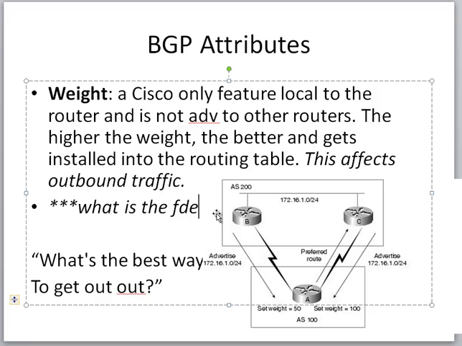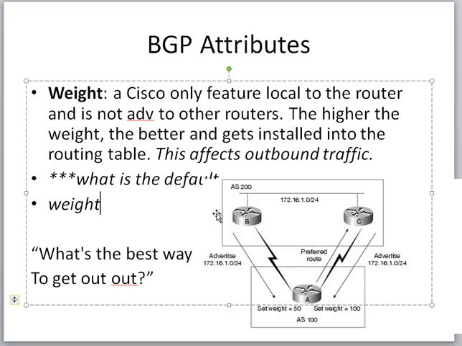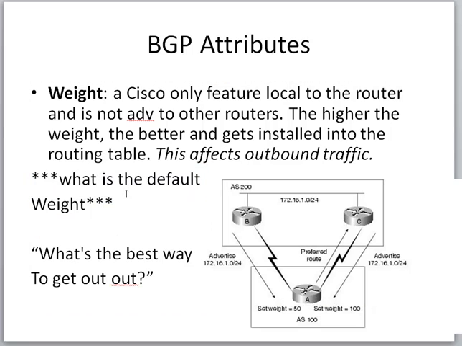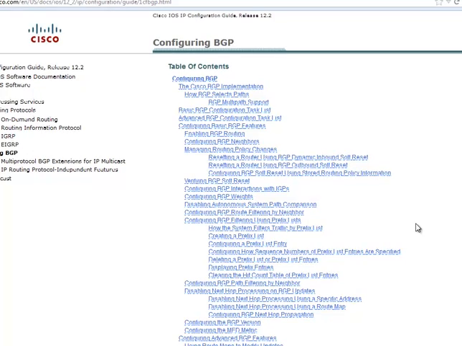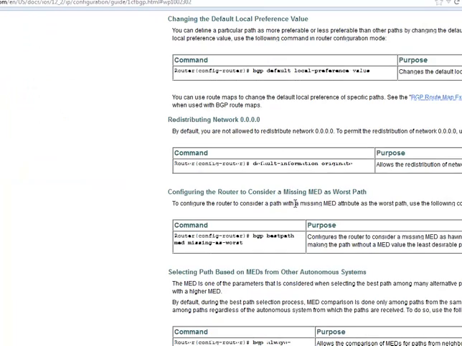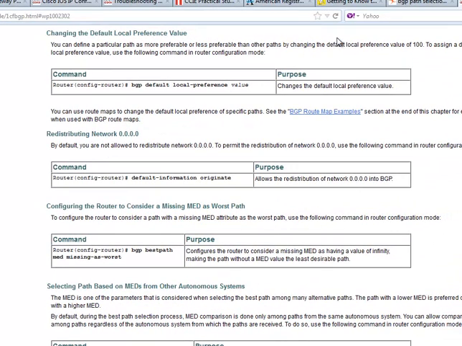What is the default weight? Okay, Monica's saying the default weight is actually for local preference. Yeah, that's not it. I knew that 100 rang a bell. According to the documentation on Cisco, it looks like 32,000 is actually the default weight. So let's take a look at local preference real quick. And as you figured, yeah, default local preference is 100.